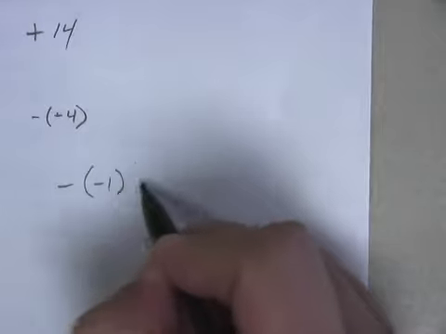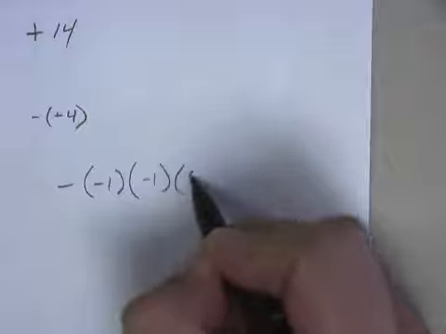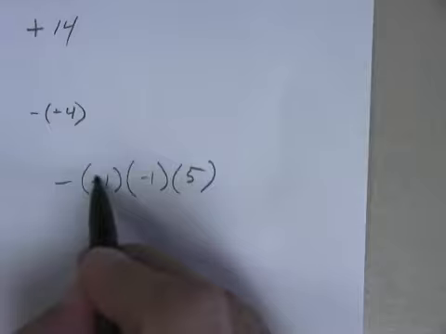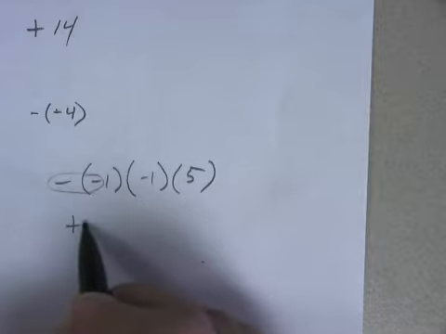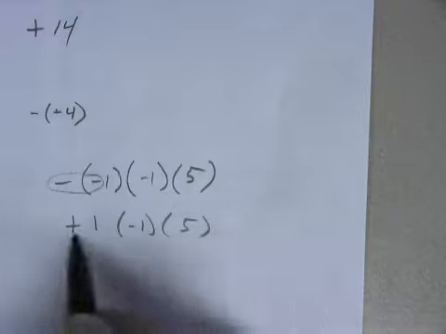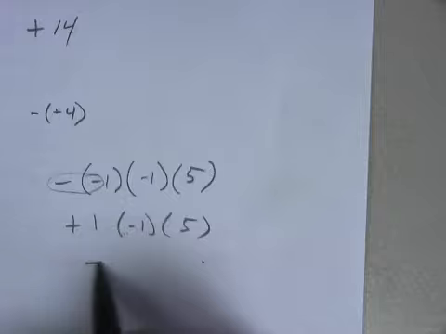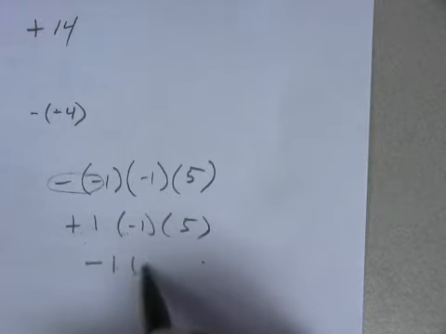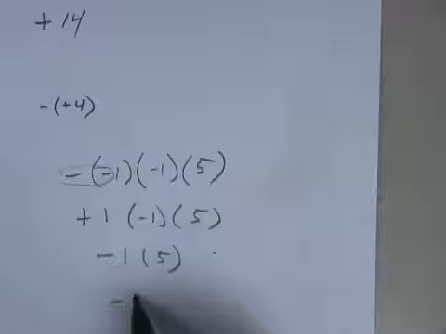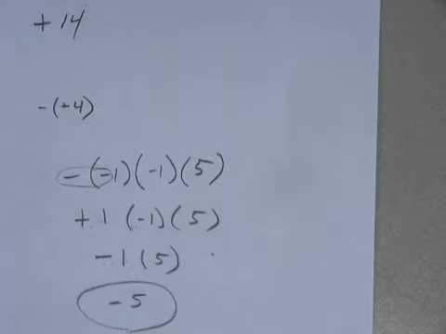Let's do a couple others. Let's do negative times negative 1 times negative 1 times 5. 2 negatives right here are going to give you a positive. Signs are different. Answer is negative. 1 times 1 is 1. Signs are different again, so that'll be negative as well. 1 times 5 is 5, and there it is.